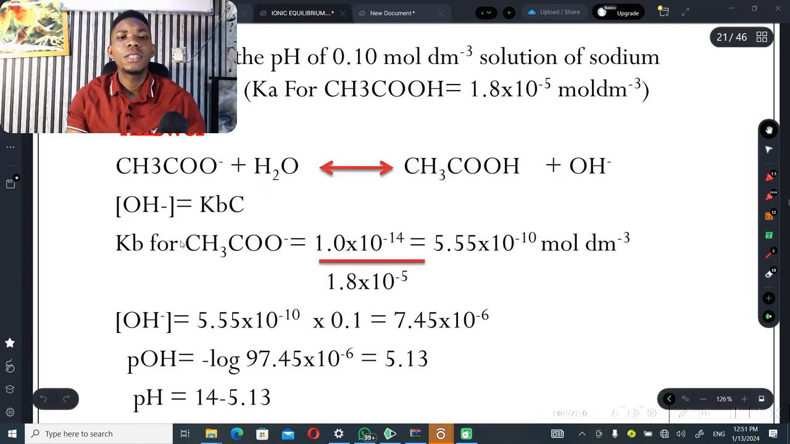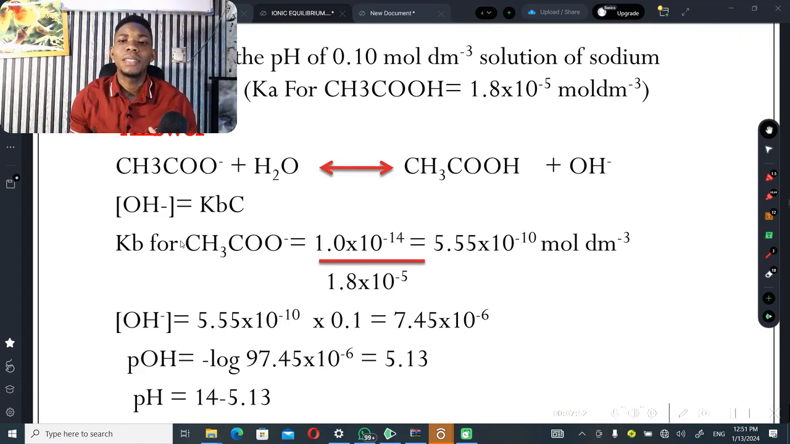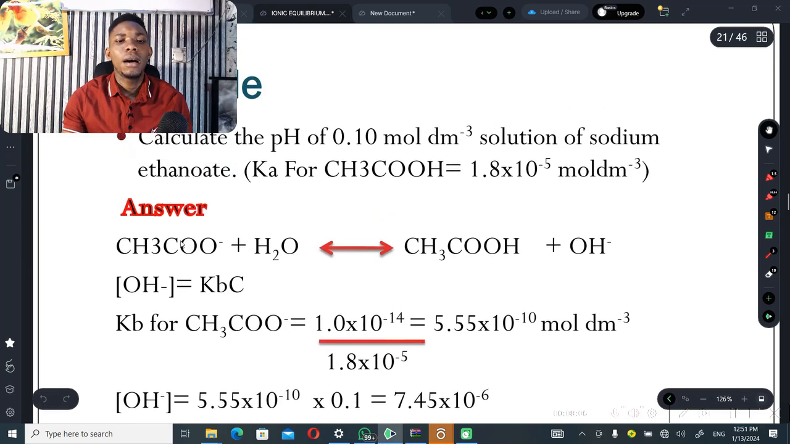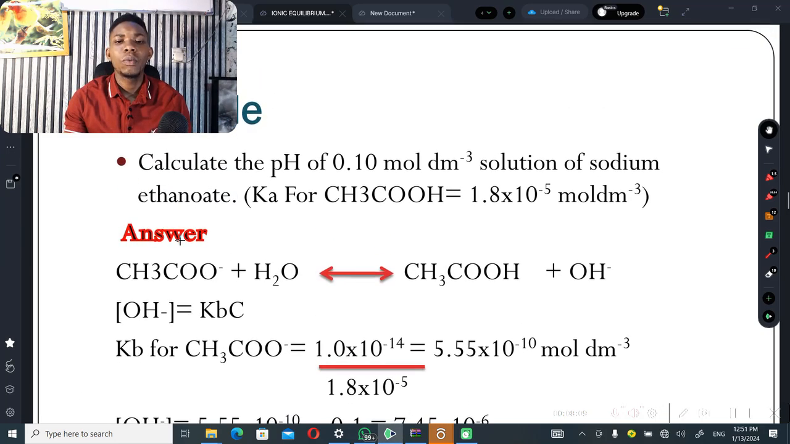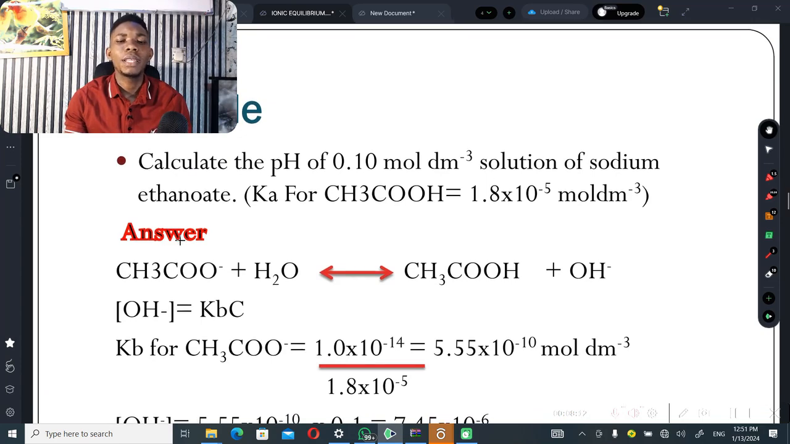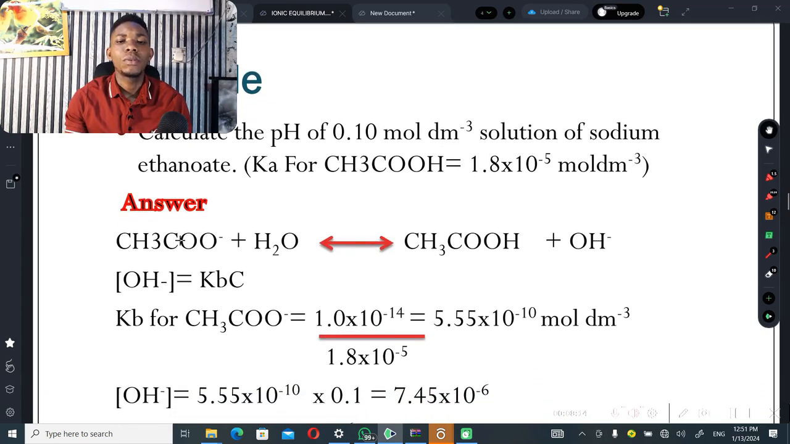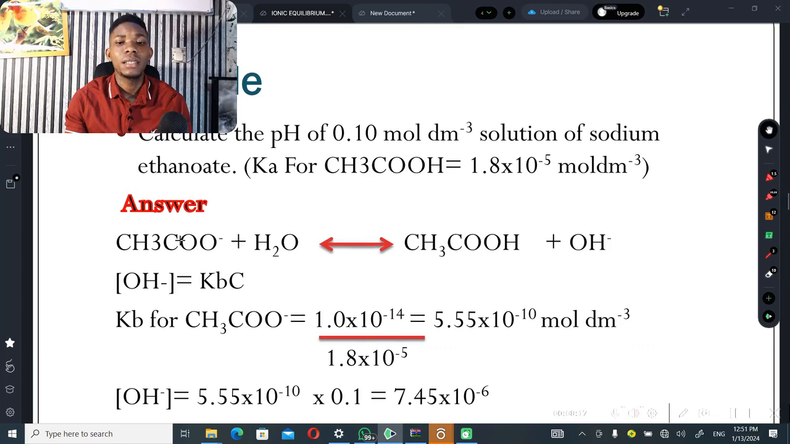All right, so let's solve this question. It's a very simple question. Now, this is one of the exam questions that have been repeated subsequently. Now the question says, calculate the pH of a 0.10 mole dm cube solution of sodium ethanoate. Now the Ka was given to you, but the Ka given to you was the Ka for acetic acid, which was given as 1.8 times 10 raised to the power of minus 5 mole per dm cube. Now, you are asked to calculate the pH of sodium ethanoate.